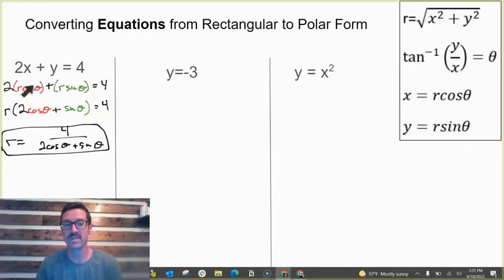It's not pretty. The reason it's so ugly is this is an equation that is more conveniently written in rectangular form. That's why we use rectangular to draw lines. But there's going to be our polar form. That's how you do the conversion.